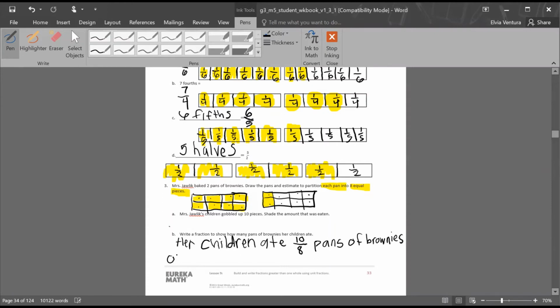Or you could also say 1 pan and 2/8 more. Period.